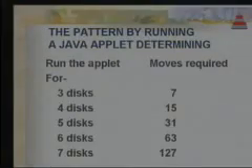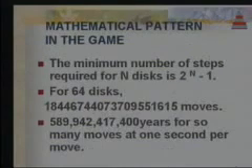What is the pattern that emerged when we ran this Java applet? When we ran the applet for 3 disks, the moves required were 7. When we ran it for 4 disks, the moves required were 15. When we ran it for 5 disks, it was 31. And you can quickly see that a pattern is emerging. The pattern is that the minimum number of steps required for n disks is 2^n minus 1. For 64 disks, it therefore becomes 18,446,744,073,709,551,615 moves.